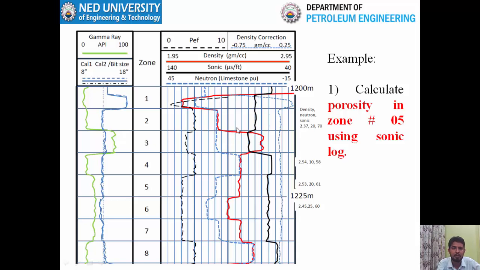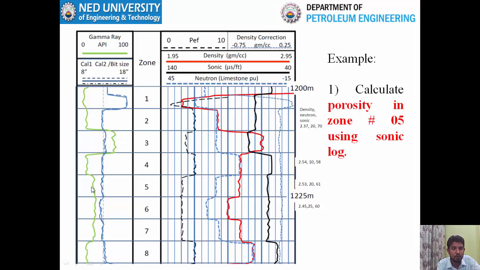Similar example, you have been asked to calculate the porosity in zone number 5 using the sonic log. So again, with the sonic log, before using the formula, you need to identify the matrix of zone number 5 along with the fluid content. For that, we need to use the gamma ray and PEF value and density neutron separation.